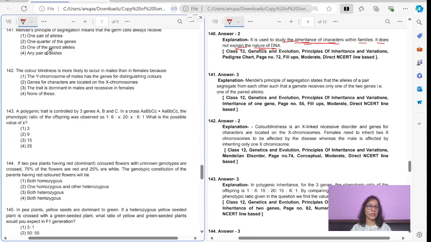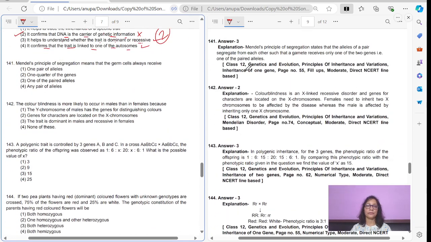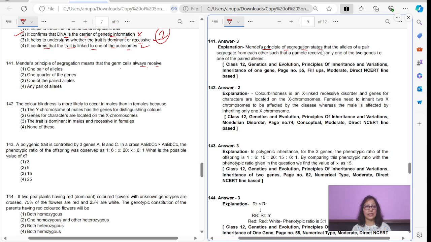Now let's move to the next question, that is question number 141. It states that Mendel's principle of segregation means the germ cells always receive. So Mendel's principle of segregation states that the alleles of a pair segregate from each other in such a way that a gamete receives only one of the two genes, that is, one of the paired alleles. During segregation, the gamete receives only one of the two genes. Now let's see the options.